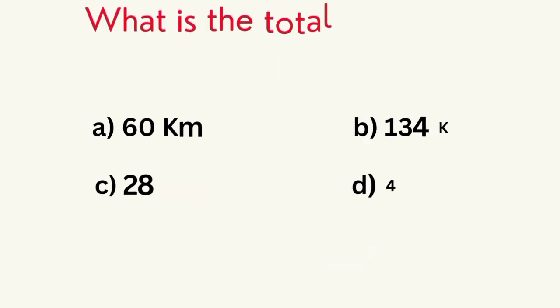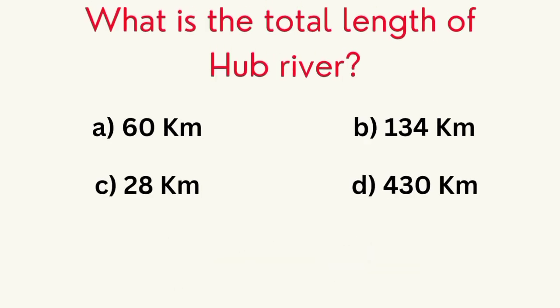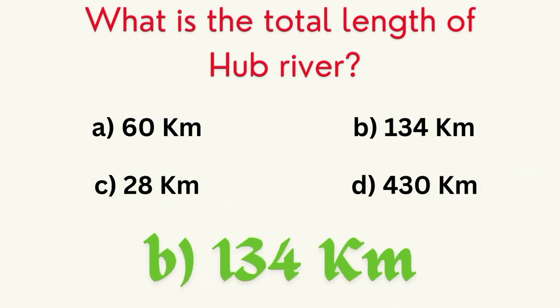What is the total length of Hub River? A. 60 kilometers. B. 134 kilometers. C. 28 kilometers. D. 430 kilometers. Answer, B. 134 kilometers in Balochistan.